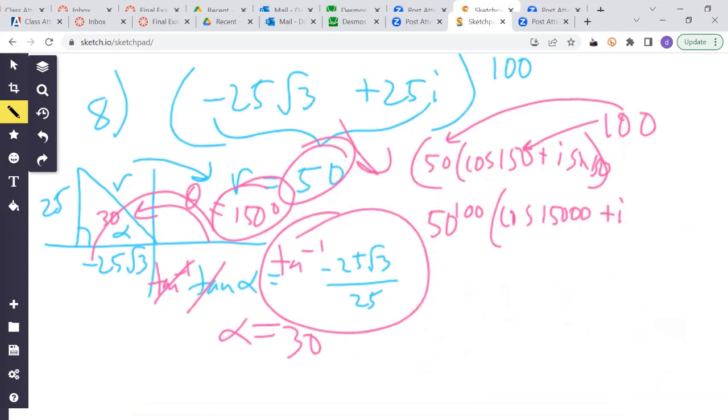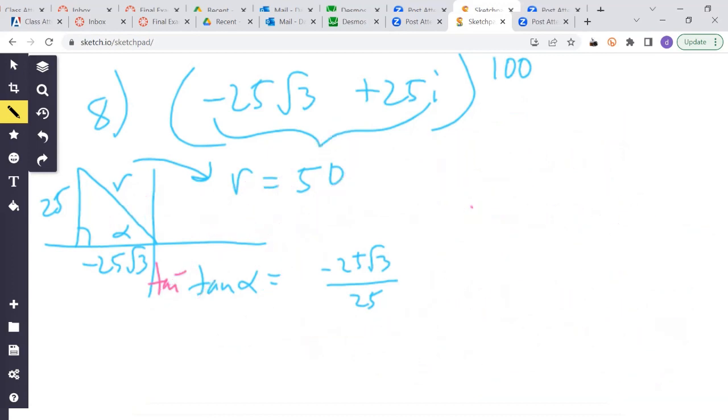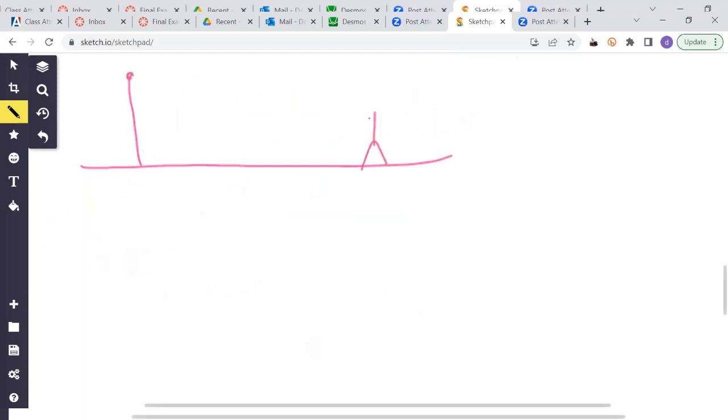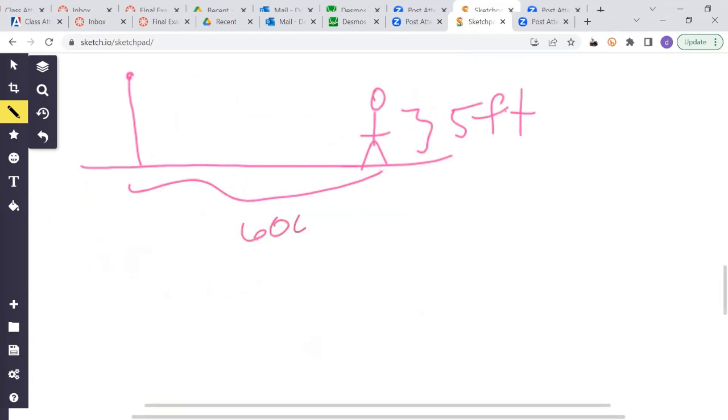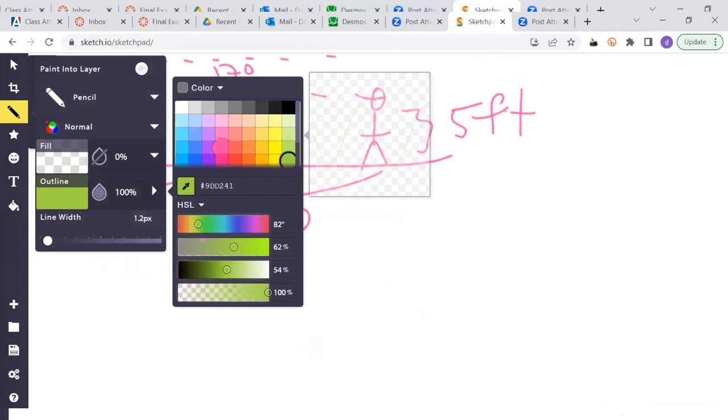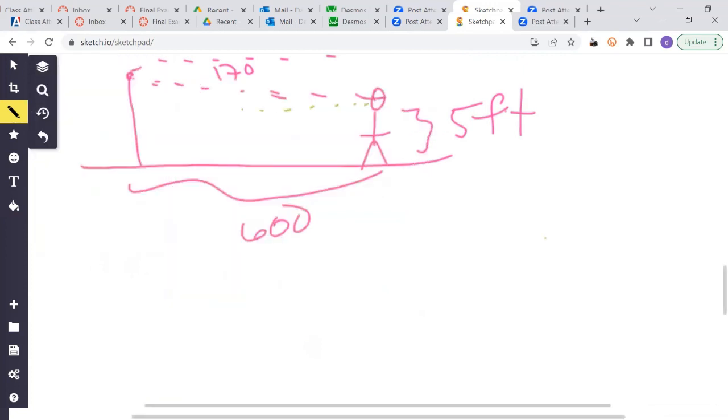All right, last question here. The one with the person and the eye height and the building. So the ground, that's the building. And there's a person with a 5-foot eye height. They're 600 feet away. And like this is 17 degrees. So what you should do is draw the person's eyesight straight ahead, because this 17 degrees is also 17 degrees there. And I want to focus on this green triangle.